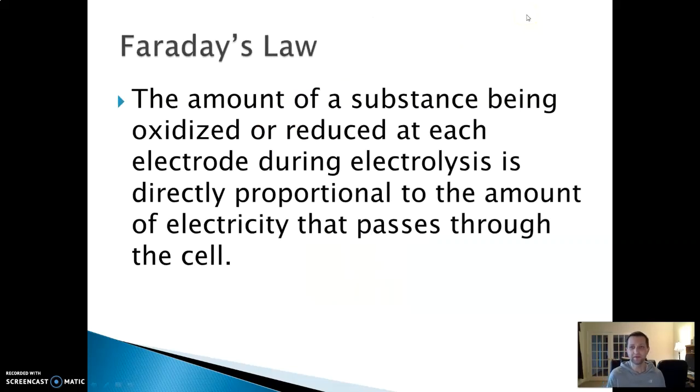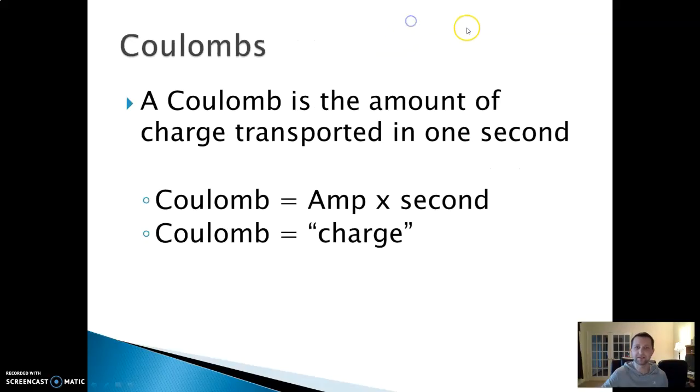So this ties in with Faraday's law. We're going to be using that Faraday constant that we've used before. The amount of a substance being oxidized or reduced at each electrode during the electrolysis is directly proportional to the amount of electricity that passes through the cell. So we need to figure out how much electricity is passing through the cell. That's going to tell us how much we're going to plate out at either electrode. A lot of the times this is used with electrolytic cells, which is what we had in a previous lesson in this unit.